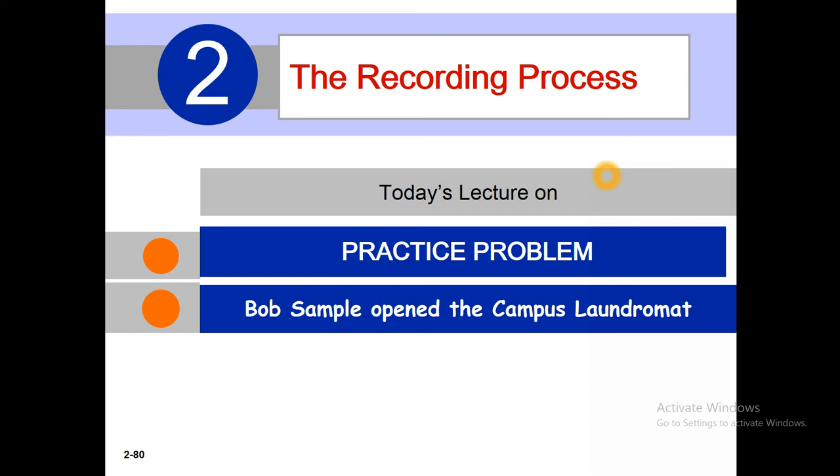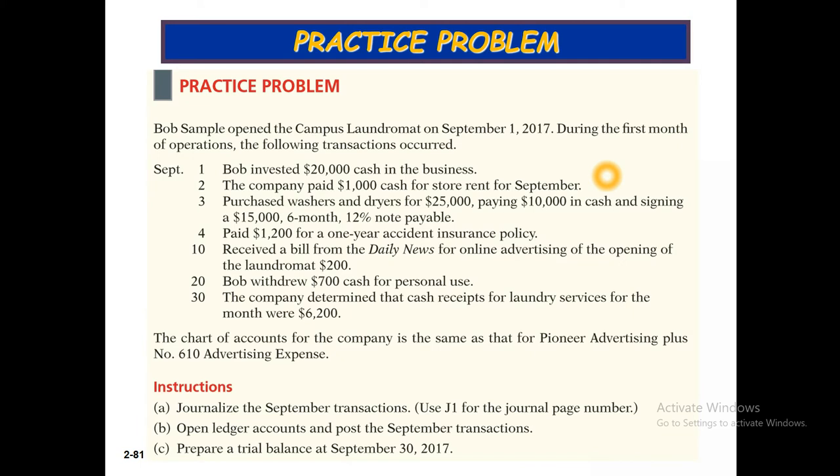Today's lecture is on a practice problem. Bob Sample opened the campus laundromat. This is the practice problem. Bob Sample opened the campus laundromat on September 1, 2017. During the first month of operation, the following transactions occurred.